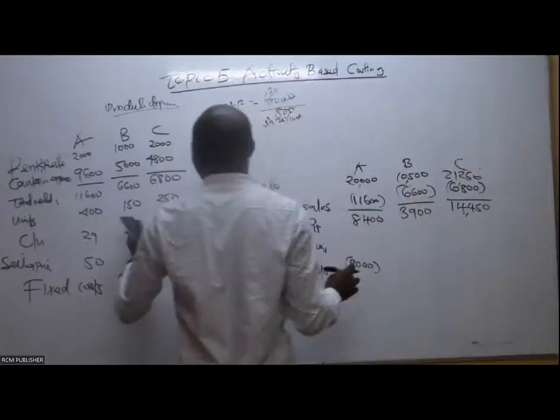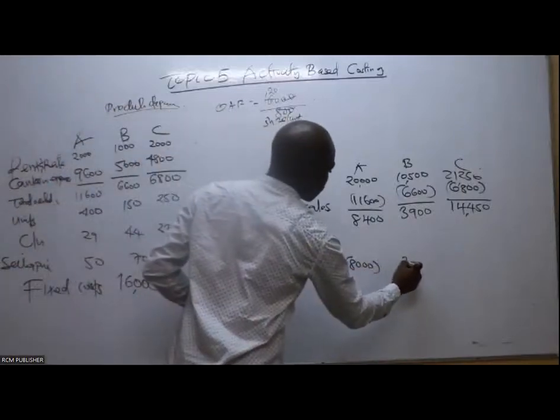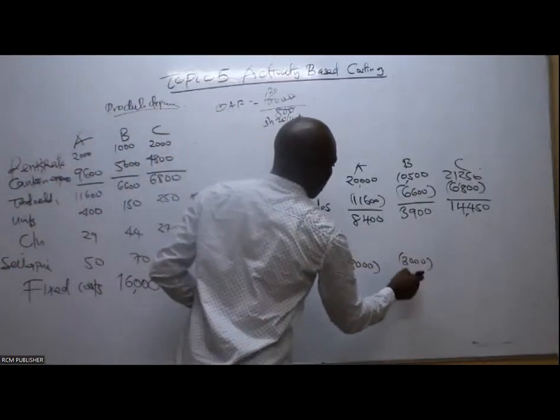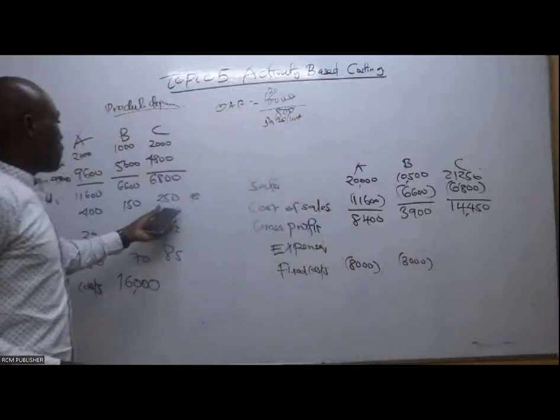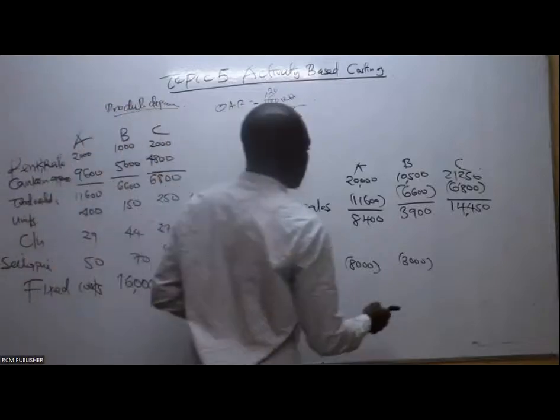Department B, we have 150 by 20. I think it will be 3,000. Department C, 250 by 20. I think it will be 5,000.